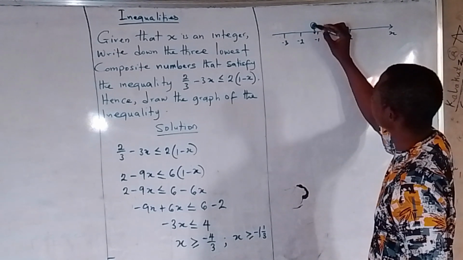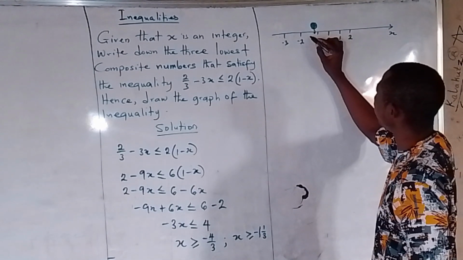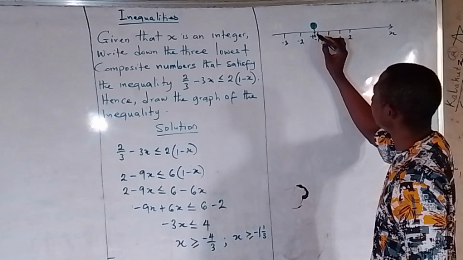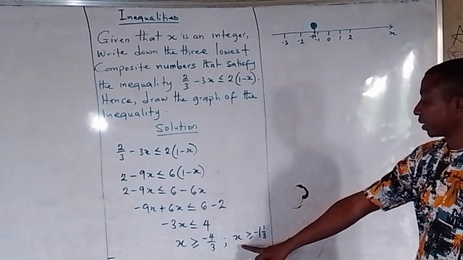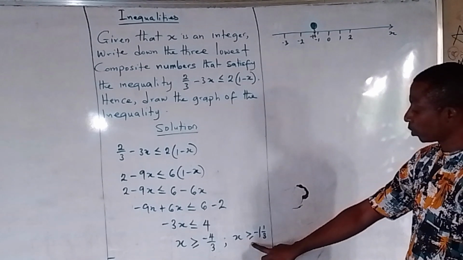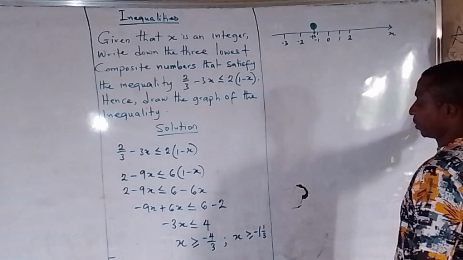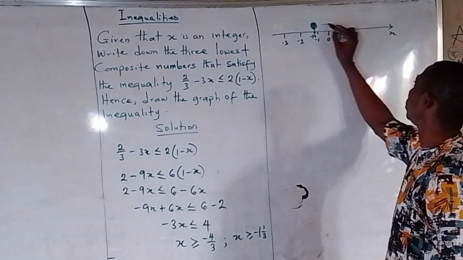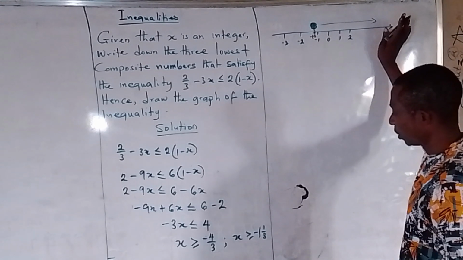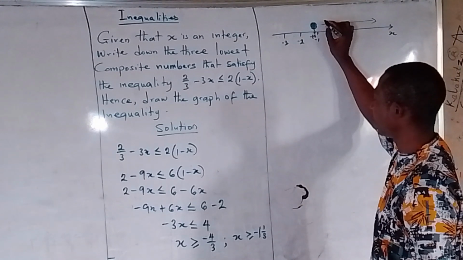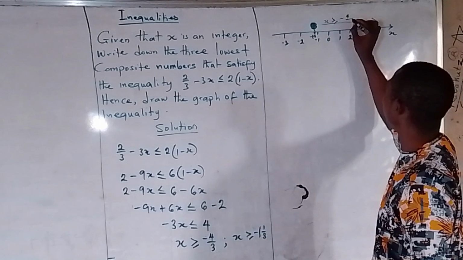So you shade the circle. This is minus 1.33, so you can just write it here. Now values of x that are greater than or equal to minus 1 and 1 over 3 are like this, so your arrow goes this way. Alright, so now you can write on it that this is the graph of x greater than or equal to minus 4/3.